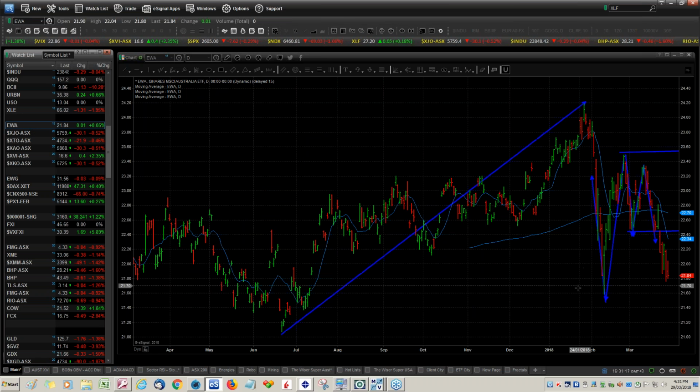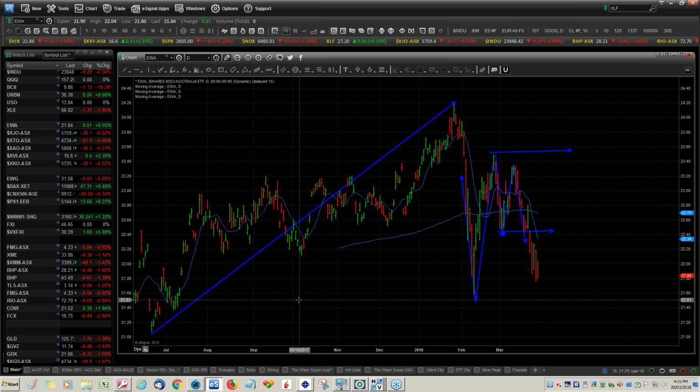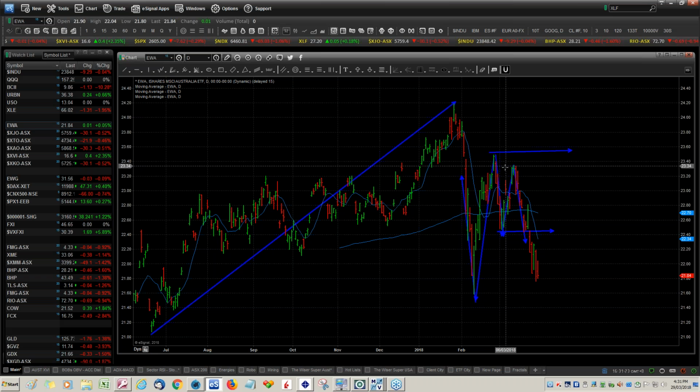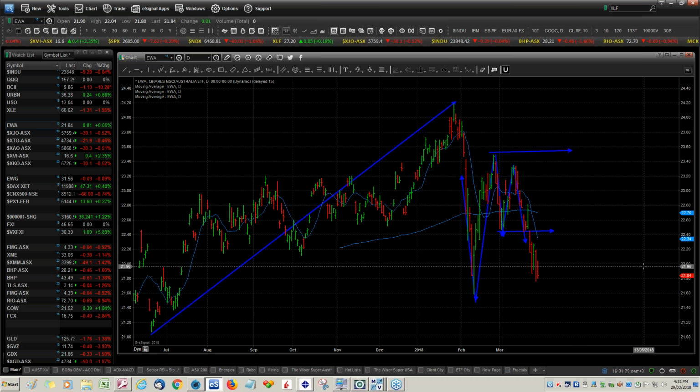EWA is obviously XJO on NYSE, and it looks exactly the same as the other indices around the world, the S&P 500 and the Dow. We've got a lower high, confirmed M top, looks like it's going down, supported by a dramatic increase in the last week in institutional selling volume.